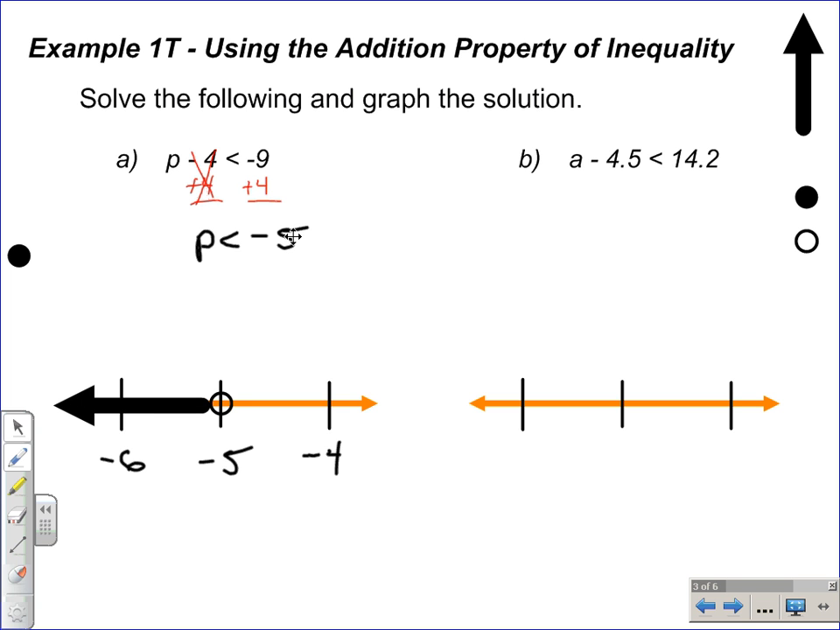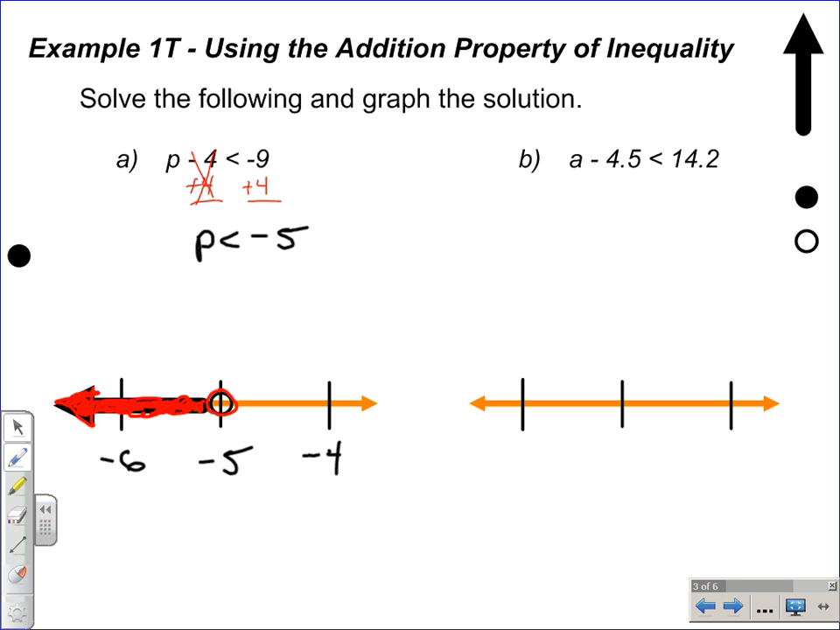p is less than negative 5. This arrow here means that the solution is to the left of negative 5, or all the numbers less than negative 5. If you're doing this by hand, you would draw this open circle and you would darken this side of your number line. And you'd make a big bold arrow over here.